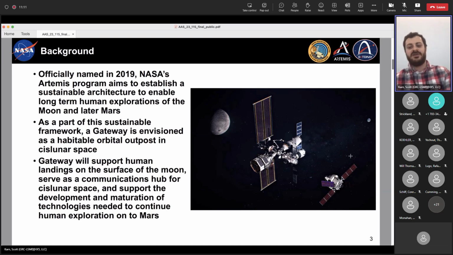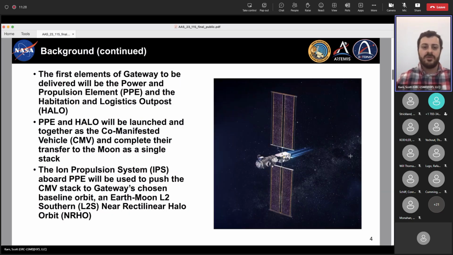I don't think I need to go too much into detail about what Gateway is, but Gateway is going to be a habitable outpost in cislunar space going up in the next few years. It's going to support human exploration in the cislunar environment and then surface operations on the moon as well. The first two elements of Gateway to be delivered are going to be the power and propulsion element, PPE, and the habitation and logistics outpost, HALO. Those two are going to be co-manifested as the CMV, and then they're going to launch and complete their transfer to the moon together as a single stack.